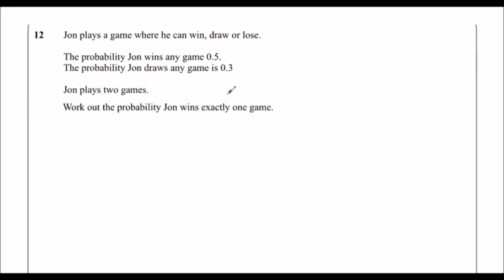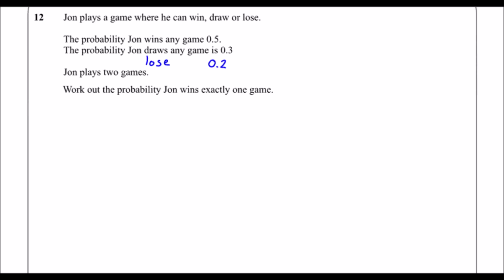So we've got the probability he wins and the probability he draws. We don't have the probability he loses, but we can work it out because all the probabilities have to add up to 1. So 0.5 and 0.3 make 0.8. So there's 0.2 left to make a whole. So he's going to play 2 games. For this, we can draw a tree diagram.